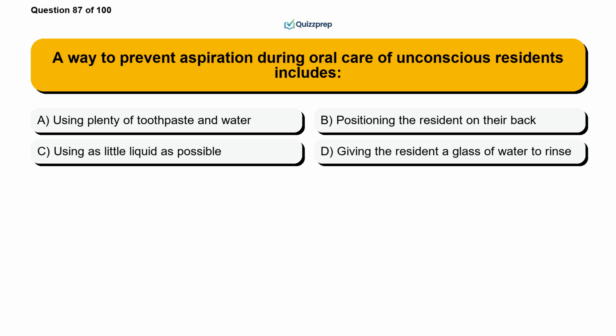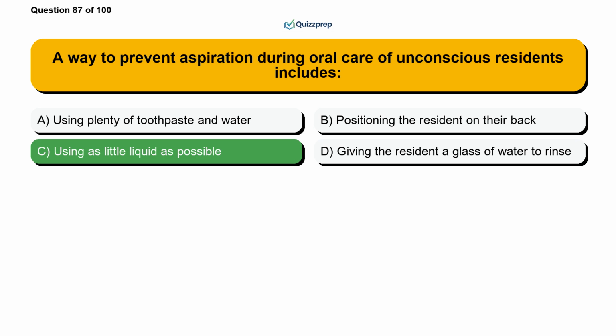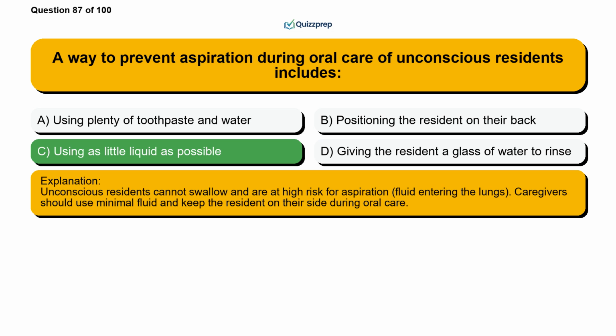Question 87. A way to prevent aspiration during oral care of unconscious residents includes: Option A, using plenty of toothpaste and water. Option B, positioning the resident on their back. Option C, using as little liquid as possible. Option D, giving the resident a glass of water to rinse. The correct answer is option C, using as little liquid as possible. Unconscious residents cannot swallow and are at high risk for aspiration, fluid entering the lungs. Caregivers should use minimal fluid and keep the resident on their side during oral care.